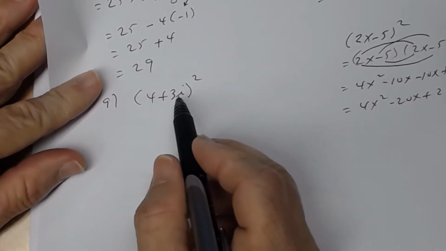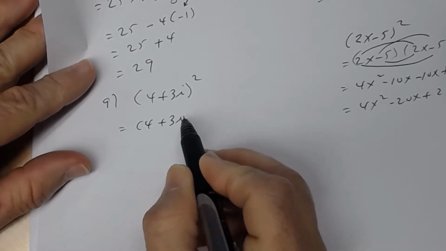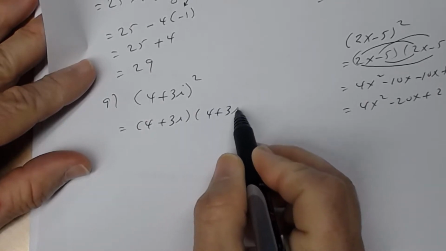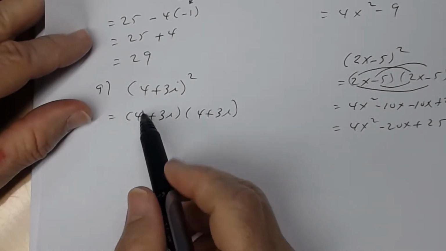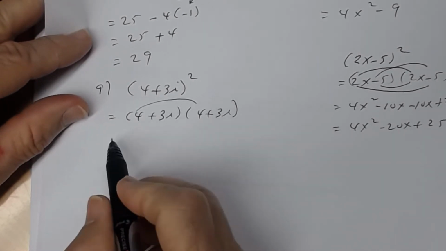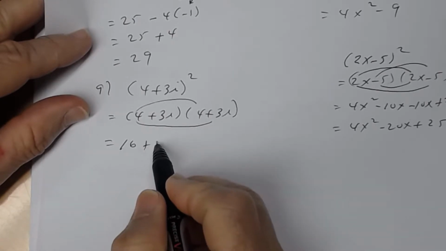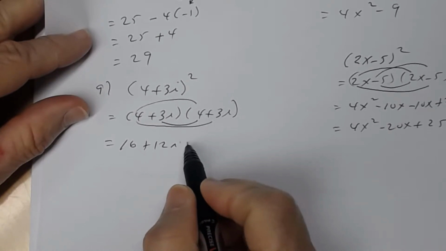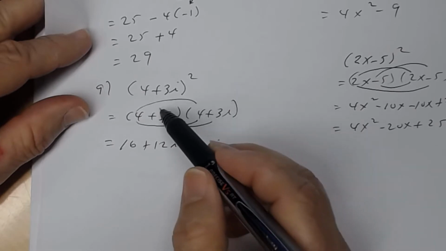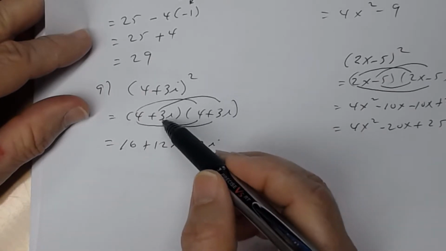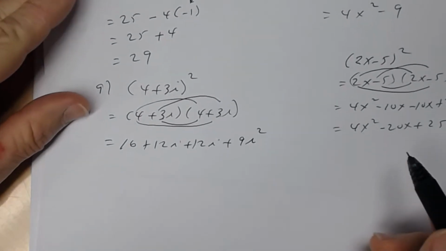So what you're going to do first is rewrite this as a product of two binomials. So 4 plus 3i times 4 plus 3i. And so use the FOIL method. So 4 times 4 is 16. The outer is 12i. The inner is 12i. So they're identical. Those two terms are identical. And then the last terms of each binomial, 3i times a positive 3i, is a positive 9i squared.